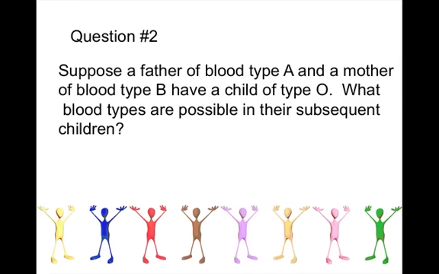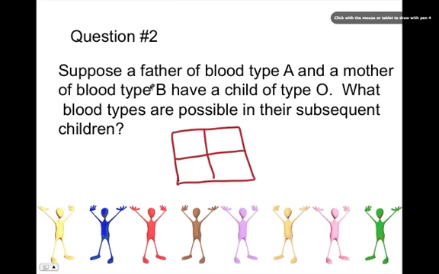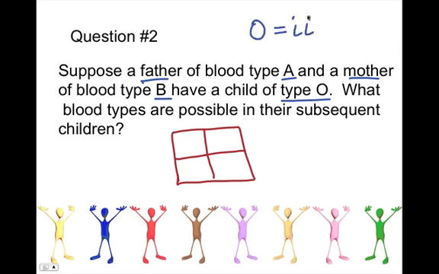Question number 2. Suppose a father of blood type A and a mother of blood type B have a child of type O. What blood types are possible in their subsequent children? So you're going to start by drawing your Punnett square again. And you're going to look at the problem for some clues. Dad is A, mom is B, child is O. Now we know that type O equals 2 little i's. So you put the 2 little i's in one of your boxes.